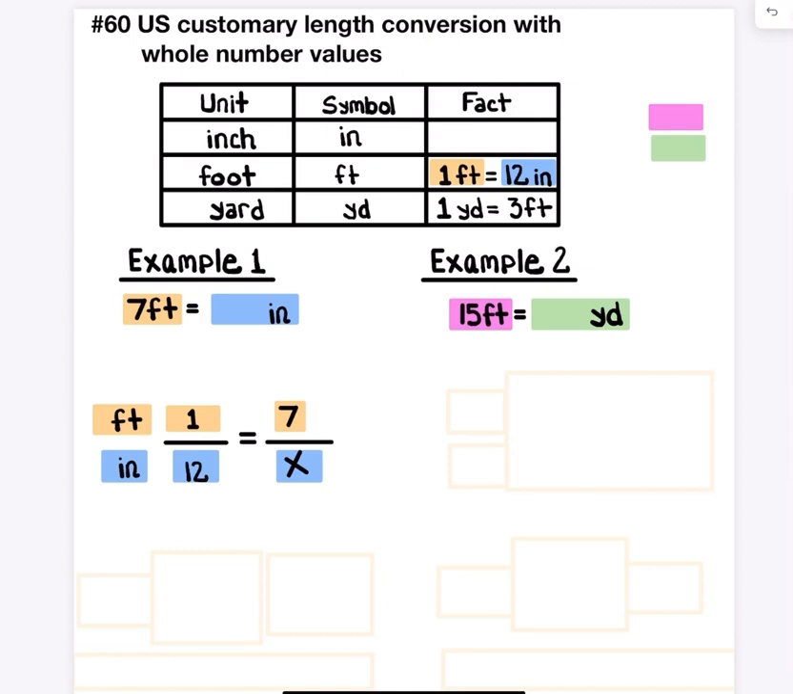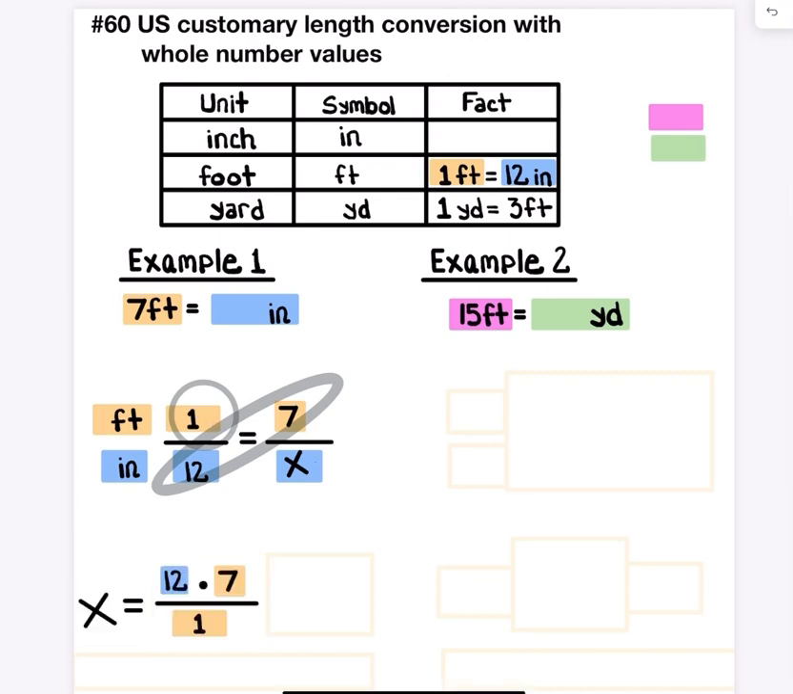Now that we have our proportions set up, we're ready to solve using cross multiply, then divide. Cross multiply, then divide means to multiply the two numbers that are diagonal to each other and then divide by the number diagonal to the unknown. So x is equal to 12 multiplied by 7 divided by 1, which is 84. So since there's 12 inches in 1 foot, we have found that there are 84 inches in 7 feet.